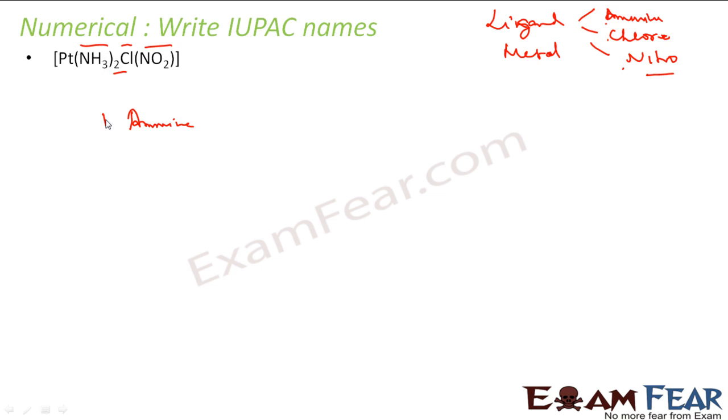How many ammine? 2. Diammine. Then chloro. How many chloro? 1. Nothing is required. Then nitro. How many nitro? Only 1. No prefix is required. So these are my ligands. And then I'll write the metal. The metal is what? Platinum. The charge on this complex is neutral, so we'll not use platinate or anything. And then we'll write the oxidation number of platinum. The oxidation state of platinum will be: NO2 is -1, Cl is -1, NH3 is 0, so it will be +2.